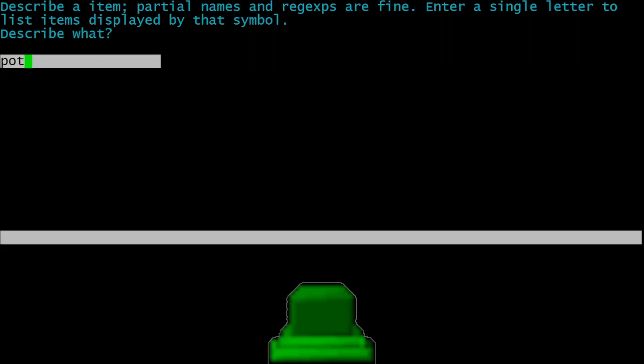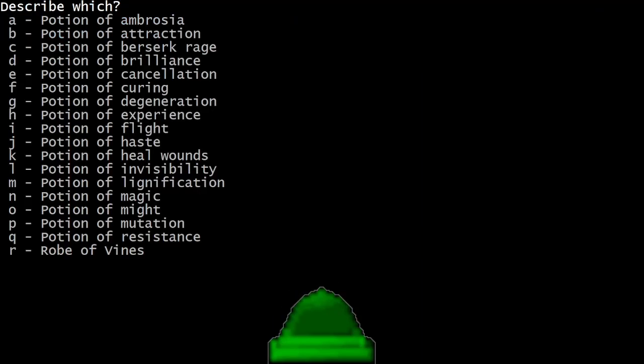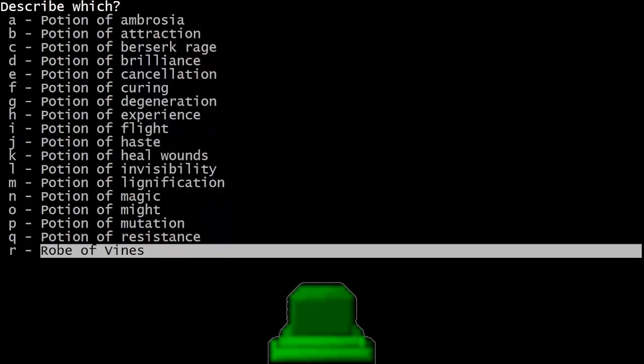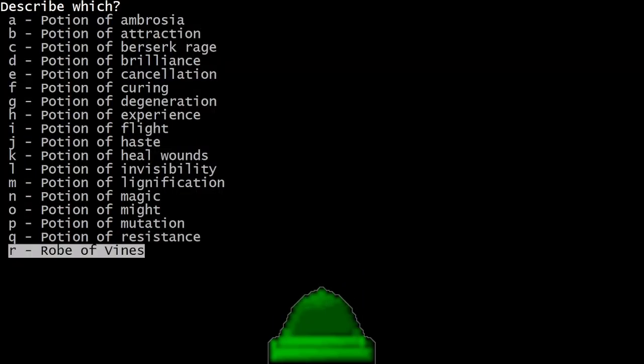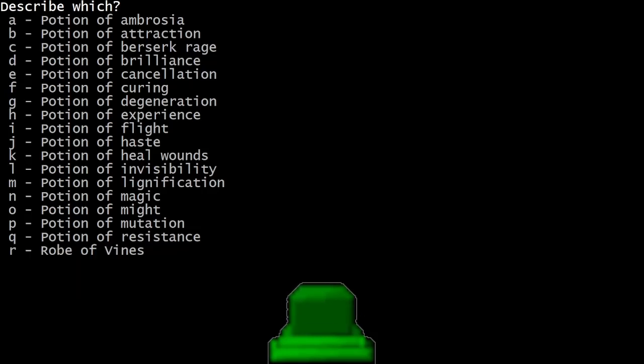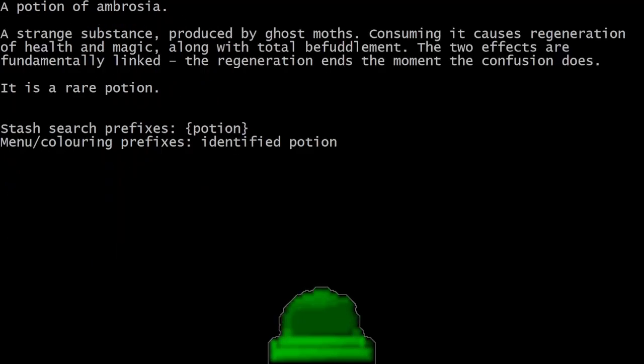So I'm gonna search for potion, and it's gonna give me all of the potions that exist in the game and Ring of Binds. If you wanna know why this appears here, it's because it doubles the healing that you get from potions. That's why it appears when you search for potions. Anyway, first on the list apparently is Ambrosia. So let's talk about this.